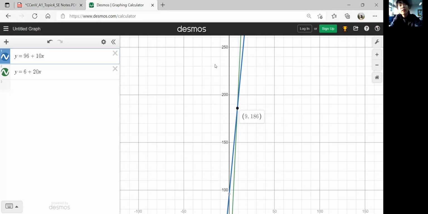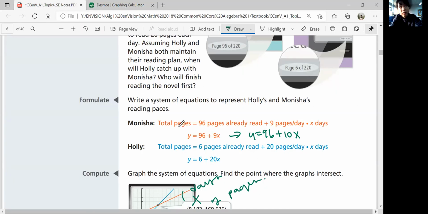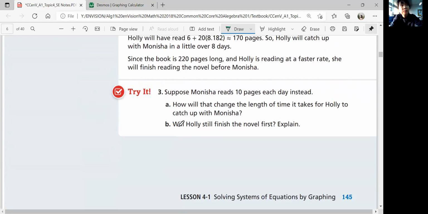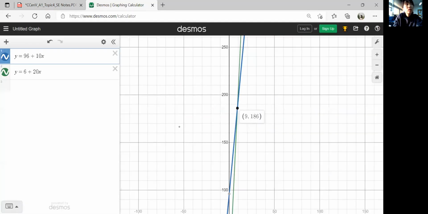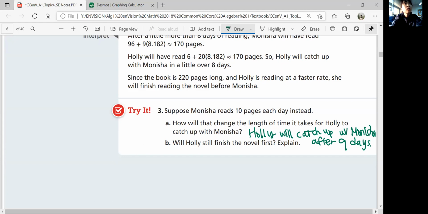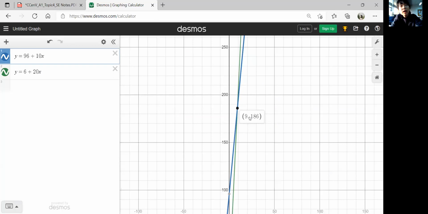up with Manisha. And after that, Holly will have read more pages than Manisha, where Manisha started with the bigger pages, right? So Holly will catch up with Manisha after 9 days. Will Holly still finish the novel first? So how many pages long is the novel? 220 pages long. Did she catch up before the novel ends? 186 is less than 220, so yes.